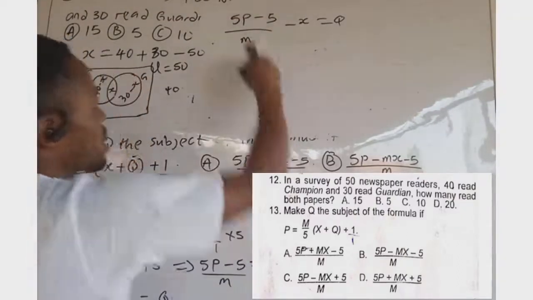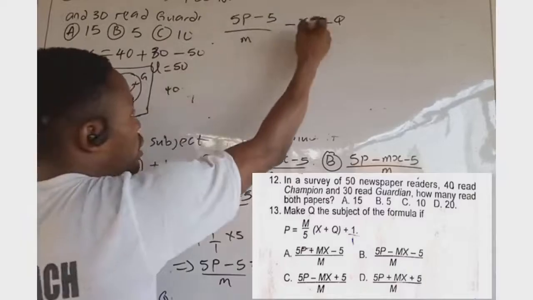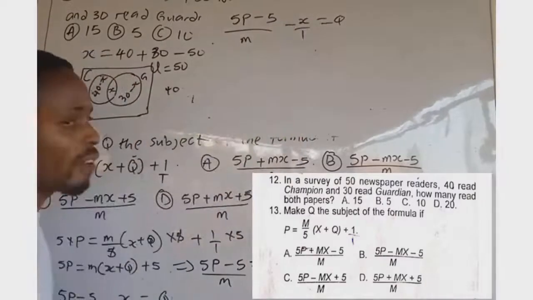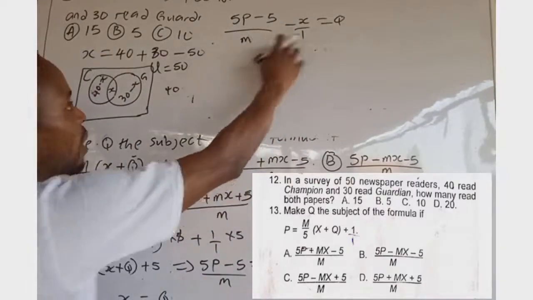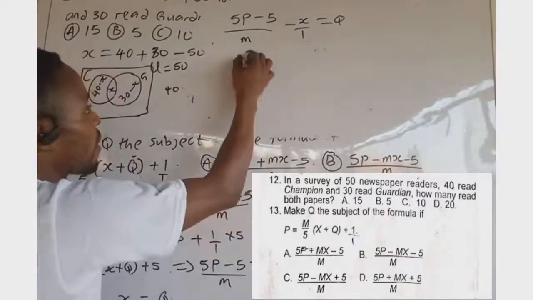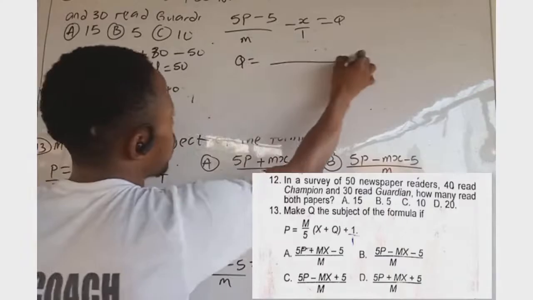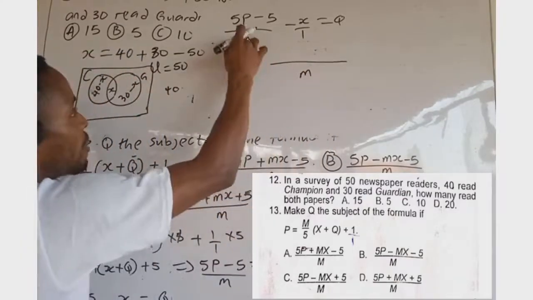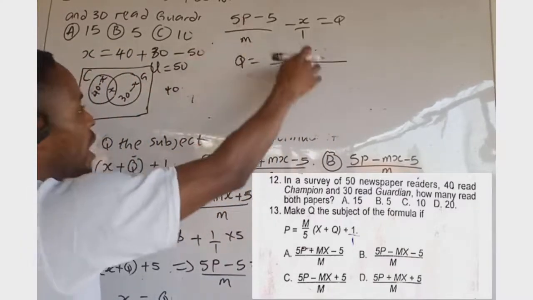Okay, in this place now, since this part is in fraction and this one is not in fraction, introduce over 1 to this to make it a fraction. And find the LCM of m and 1, and the LCM of m and 1 is m. So here our Q now is equal to, over m, m divided by m is 1.